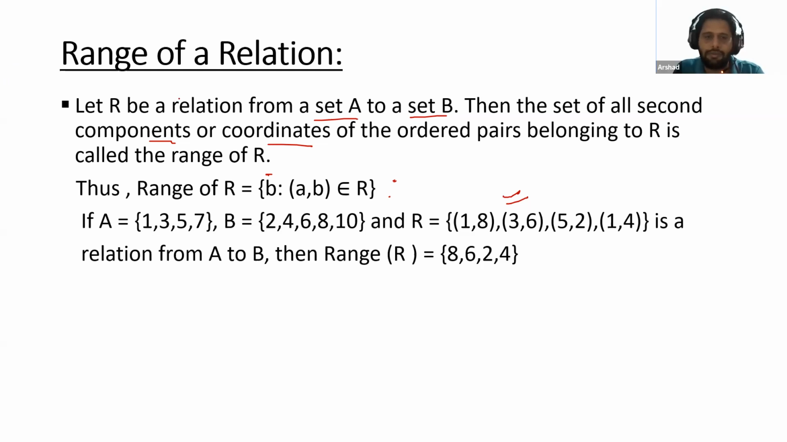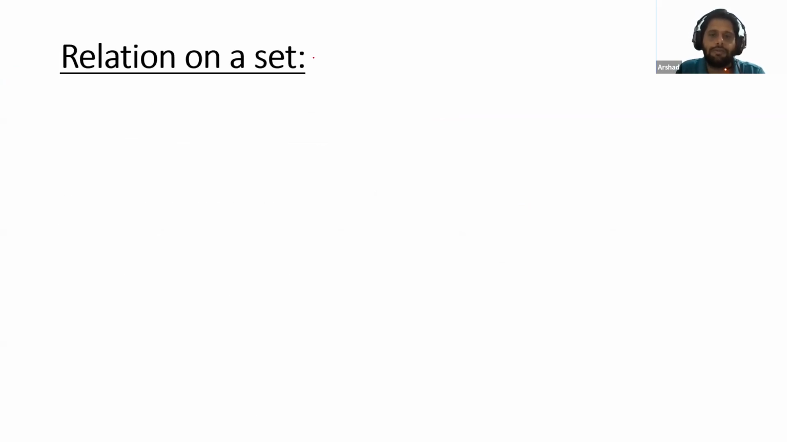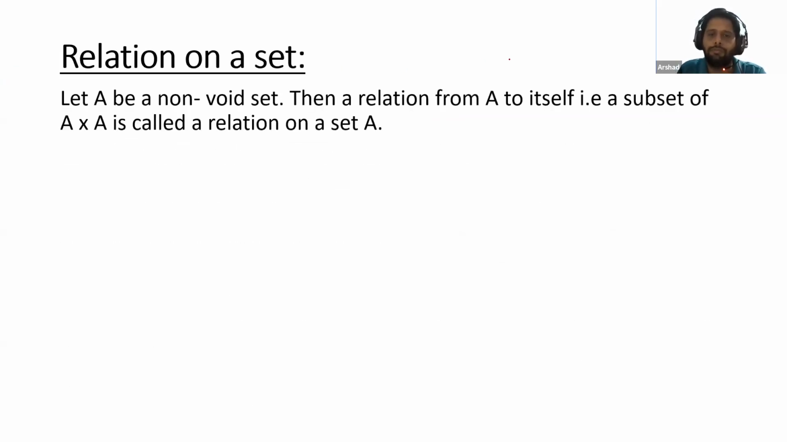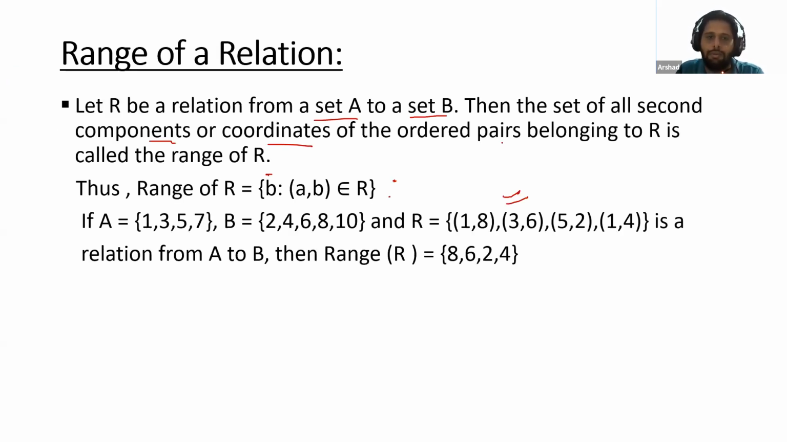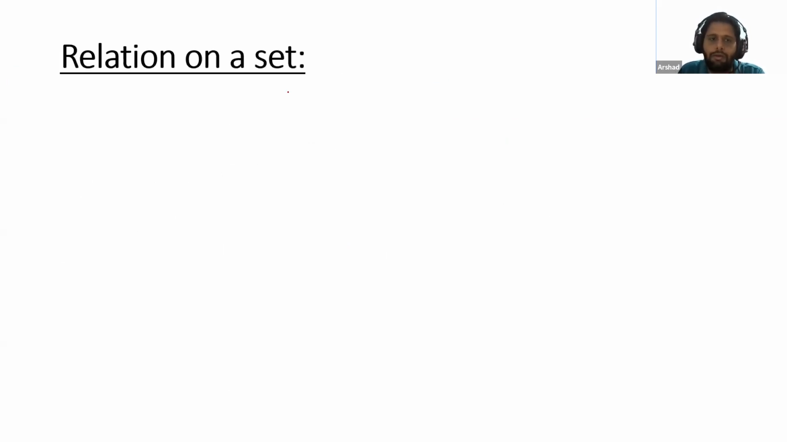Okay, and then we will start next. Next is a relation on a set. What is meant by relation on a set? In the previous cases, we had two sets, A and B, and from set A to set B we found a Cartesian product, and from that Cartesian product we found a relation. But what is meant by relation on a set?